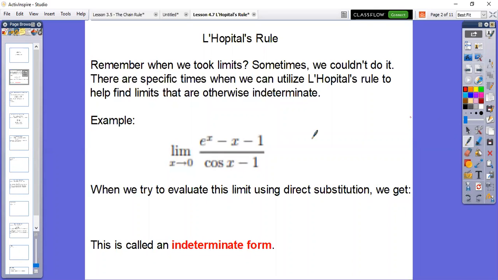Sometimes when we took limits, we couldn't do it. We ended up with what's called an indeterminate form. In this case, when I tried direct substitution of 0 right here, I get 0 over 0. So this was the indeterminate form that we dealt with the most. This is our first type of indeterminate form, and L'Hopital's Rule only applies when I get an indeterminate form when I try direct substitution.